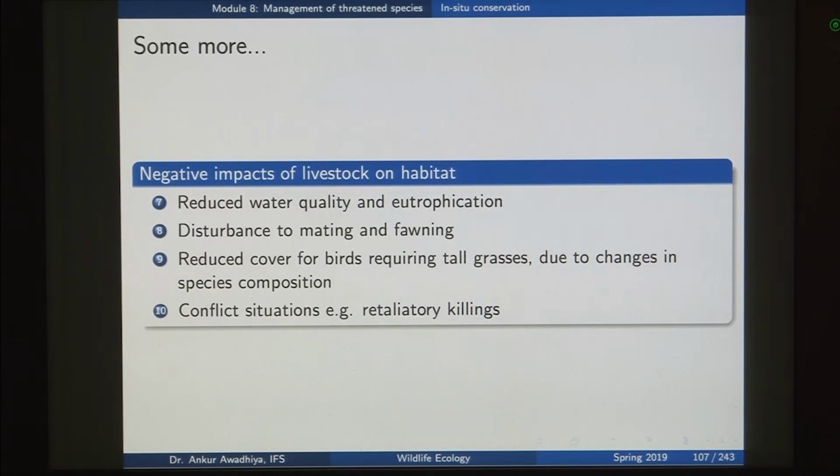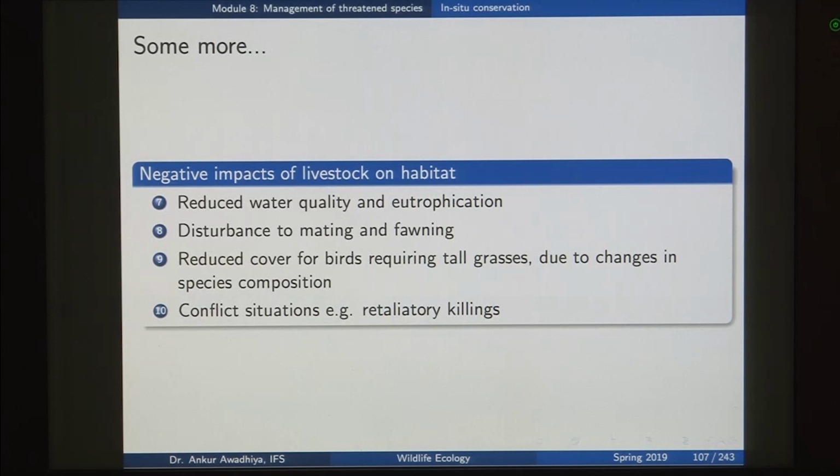Now, retaliatory killing is something that happens when a farmer or a herdsman brings his or her cattle into the forest areas, and because we have predators in the forest areas, there is a chance that a tiger might kill a cattle for food. Once that happens, the villager would think that the tiger is killing my animals, so we should kill the tiger, and in retaliation he or she might go and kill the tiger. So, retaliatory killing is also a negative influence of the livestock.